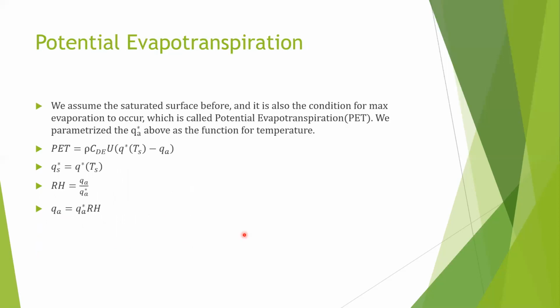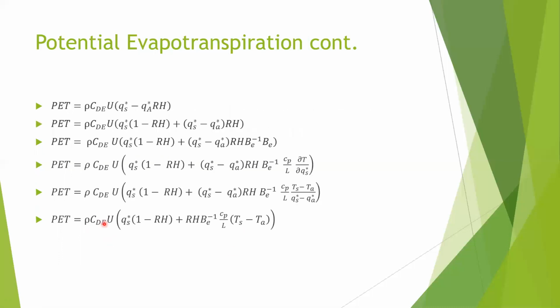We assumed the saturated surface before, which is the condition for max evaporation to occur. This is called potential evapotranspiration, or PET. PET is just a fancy word for the capacity of air to take water. And the following four equations are the same as before. Write PET in terms of relative humidity. Then we do the derivation to prepare for the next part, introducing the equilibrium Bowen ratio into the equation.